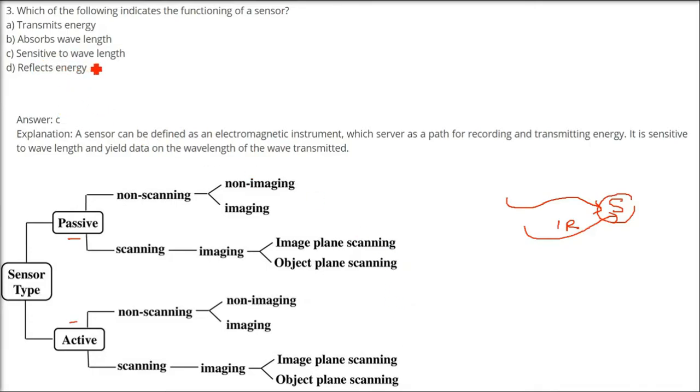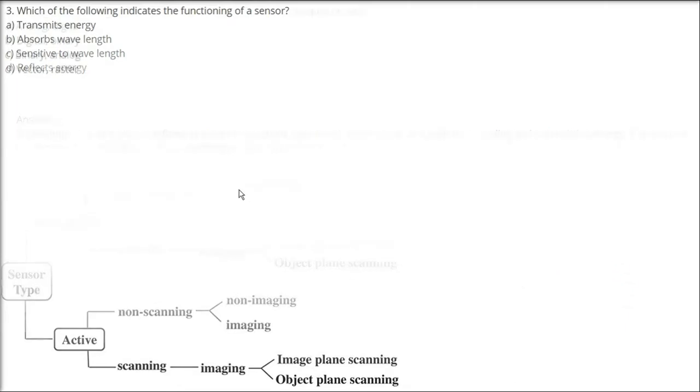So a sensor can be defined as an electromagnetic instrument which serves as a path of recording and transmitting energy, is sensitive to wavelength, and also gives you the wavelength of that wave transmitted, so IR or any electromagnetic part.